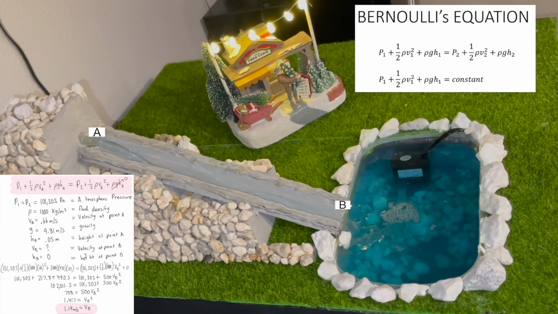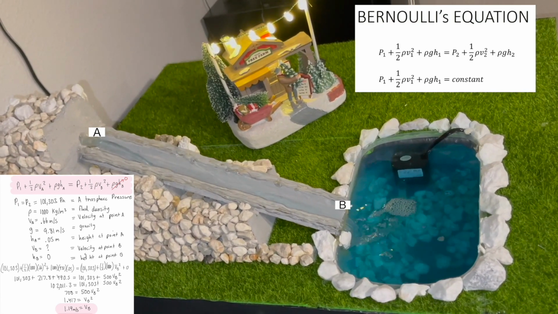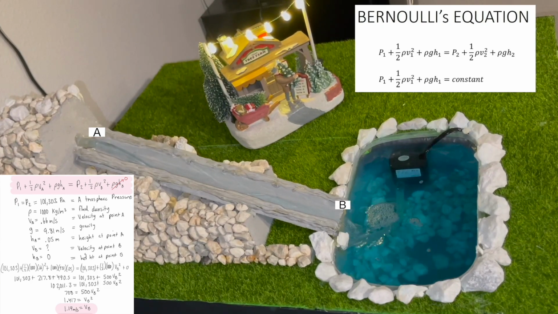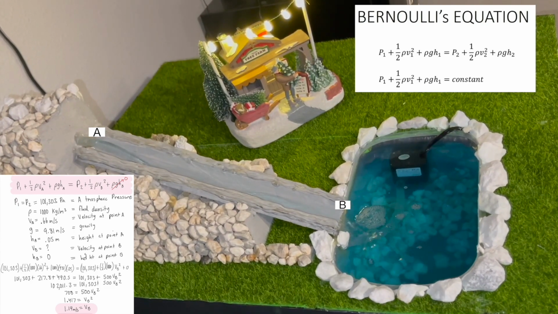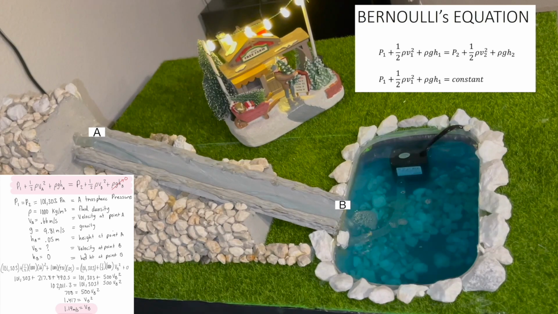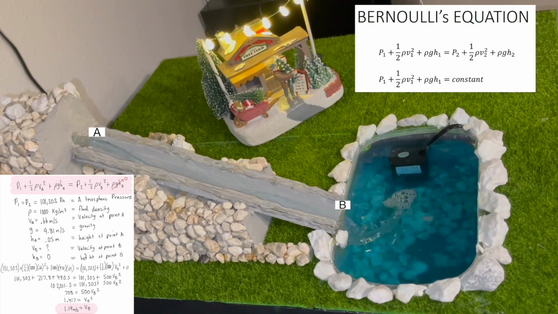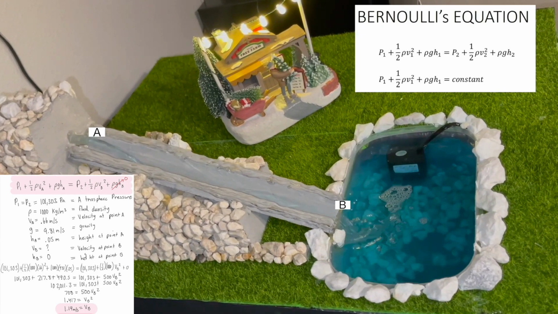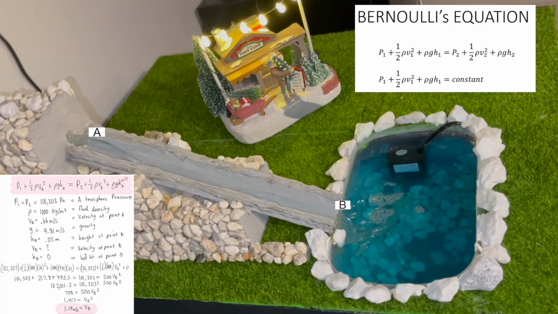And for a little recap, our V2 has a lower pressure, and that is why it's traveling at a faster speed, versus at the top, since you can see that the water is coming out, there's more pressure in the top. That means that there's a lower velocity on the top.